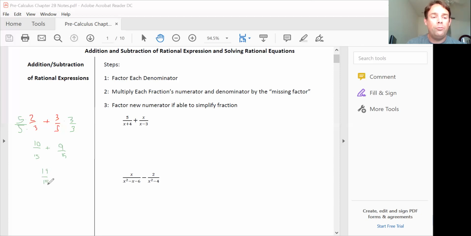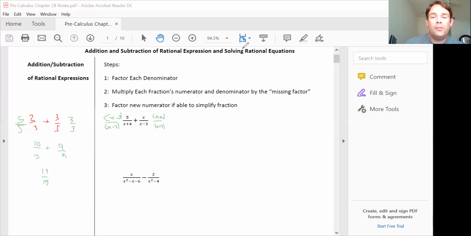But with rational expressions, it's the same thing. The first thing we want to always do is factor each denominator so we can try to figure out what factors are currently missing. After that, we're going to multiply both the top and the bottom by whatever factor is missing. So I notice that underneath x is x minus 3. So I'm going to multiply this fraction right here by x minus 3. This one is under x plus 4. Well, I'm missing an x plus 4 here, so I'm going to multiply it to this side. But notice, I multiply the top and the bottom by it, so that way I'm over a common denominator.